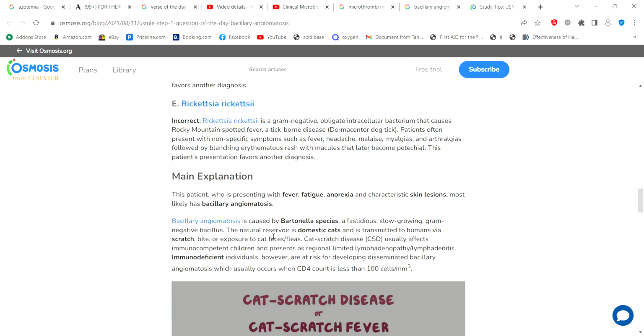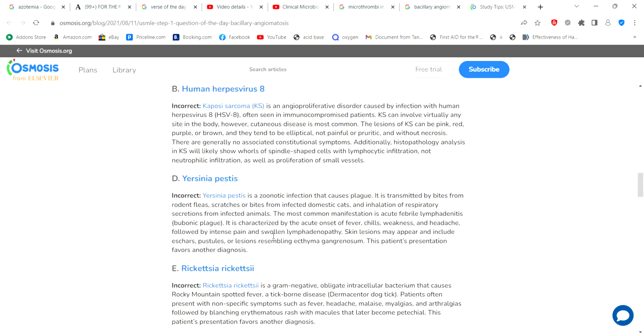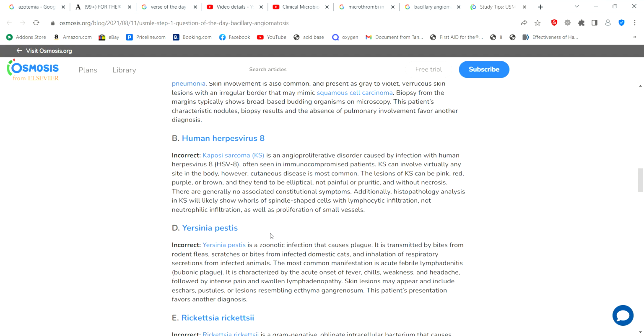Then CD4 count less than 100. Okay, now the reason we did not pick human herpes virus 8: Kaposi sarcoma is an angioproliferative disorder caused by infection with human herpes 8, often seen in immunocompromised patients. Kaposi sarcoma can involve virtually any site in the body. However, cutaneous disease is most common.